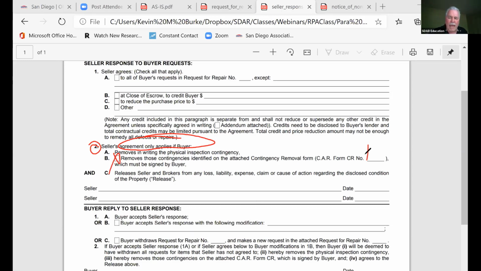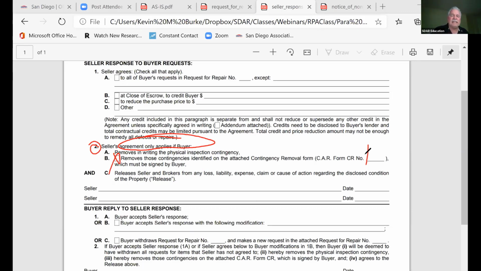I'm definitely going to be adding that to my request for repair. It's going to go back to the buyer's agent with the request for repair and the contingency removal form, removing the contingencies the seller wants the buyer to remove pursuant to this agreement, okay? And now I'm remembering I didn't pull that form up for you. I apologize, but that's what that is, the contingency removal form, okay?